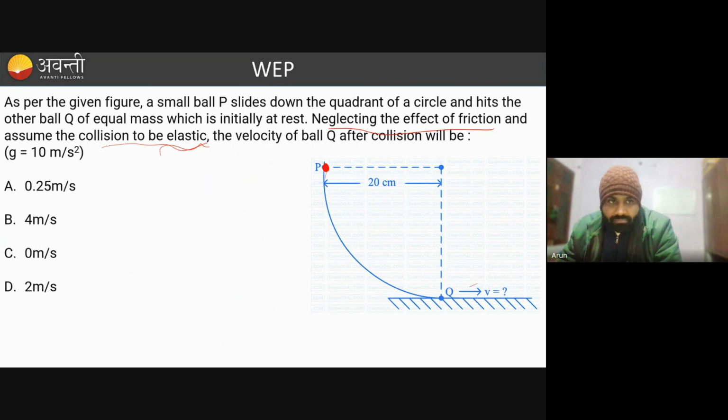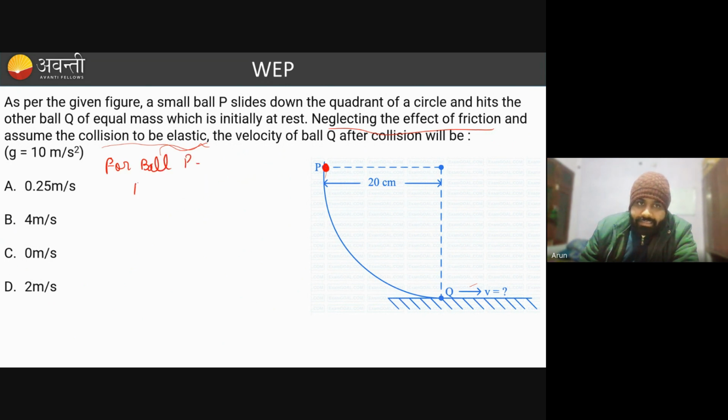Okay. Now for ball P, we are applying the conservation: kinetic energy initial plus potential energy initial equals kinetic energy final plus potential energy final. Initial kinetic energy is 0 because it is sliding. It has not been thrown. Sliding means it is starting its motion with 0 velocity. We will take the reference line here. This is our reference line.